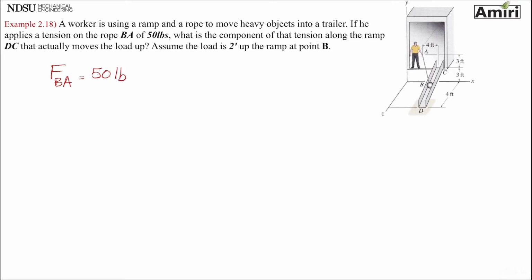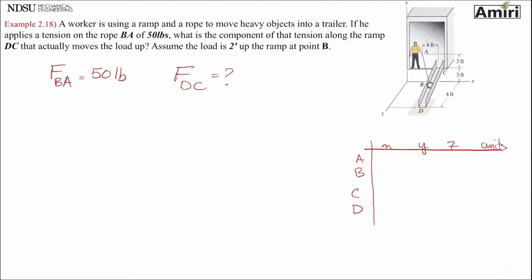So what we're looking for is to find FDC, the scalar component along DC that actually moves the load up. Assume the load is 2 feet up the ramp at point B. Okay. So first of all, let's find the coordinates. I'm going to make a table: A, B, C, and D, X, Y, Z, and units.